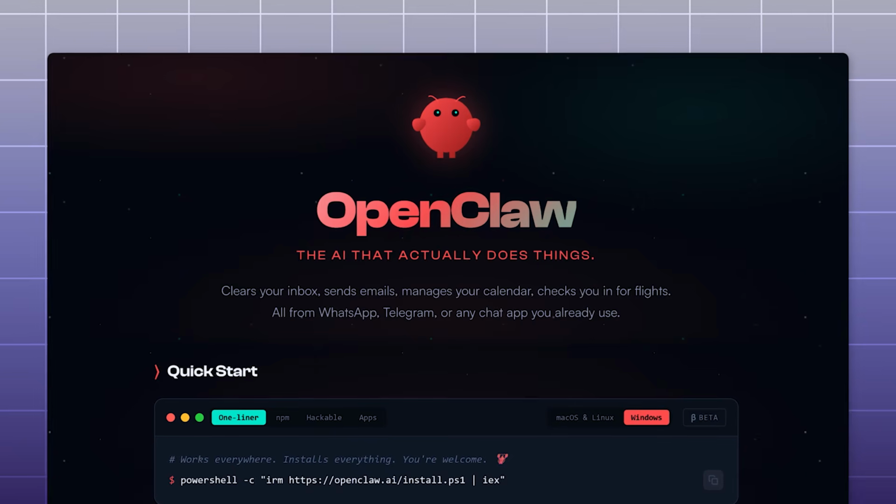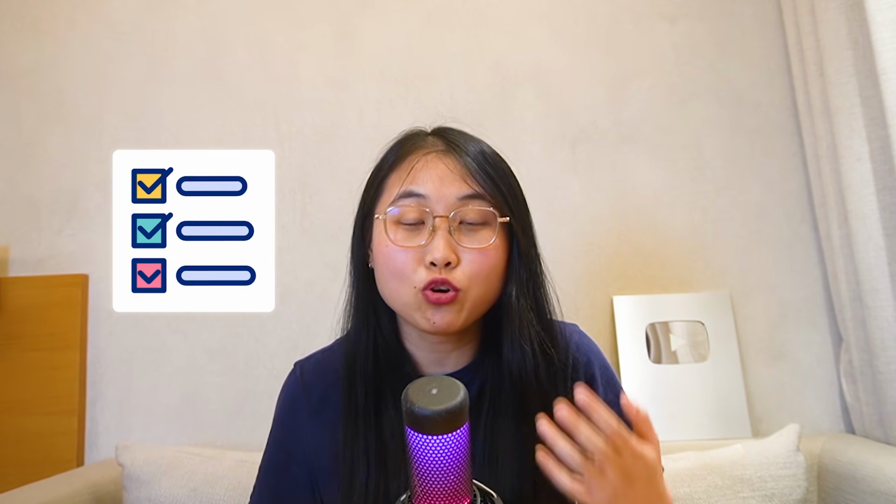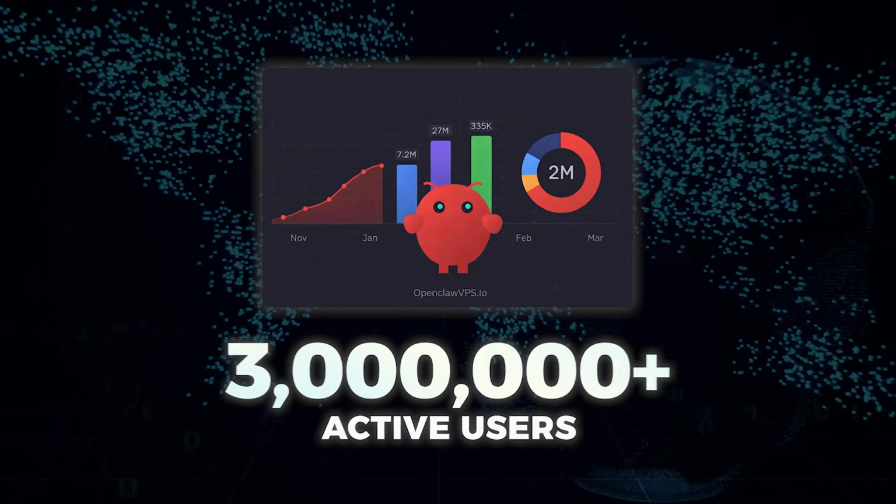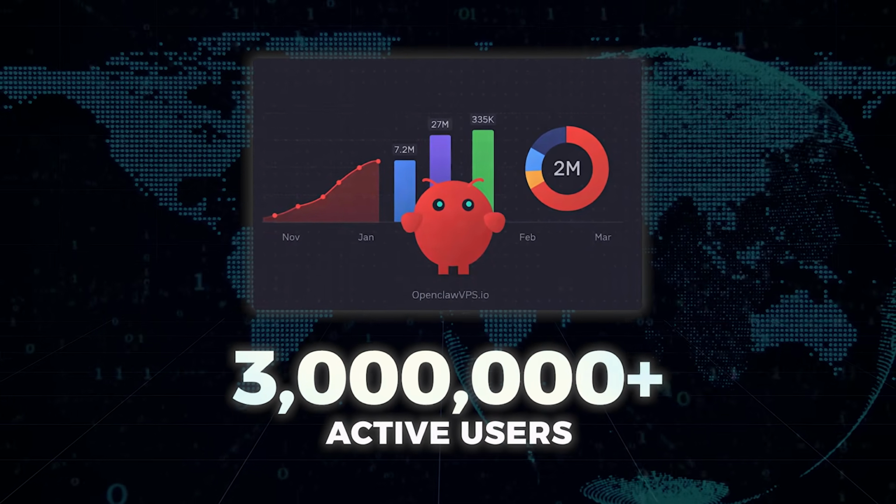OpenClaw, on the other hand, runs on your machine and can do things like reply to emails, manage your calendar, and even check you in for flights. It's pretty powerful, and people are using it to handle all sorts of tasks. In fact, OpenClaw now has over 3 million active users, which is kind of insane.